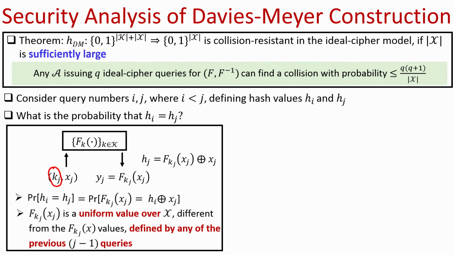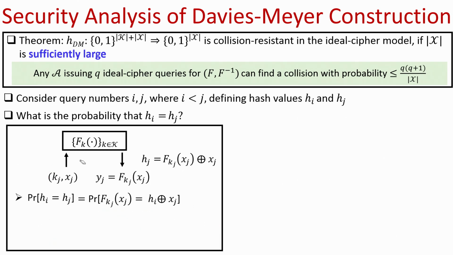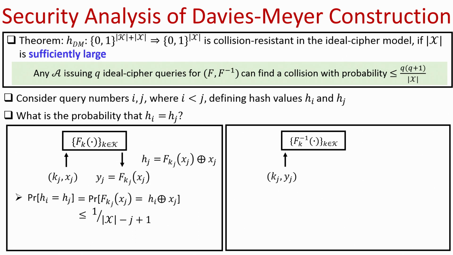So, the probability with which the output of the jth query under the key kj is equal to this is always upper bounded by 1 over the size of the X set minus j plus 1. That is the probability with which, by making the jth query to the Fk function, the adversary can hope to get a collision with respect to the output of the ith query which he had made in the previous interaction with the oracle.